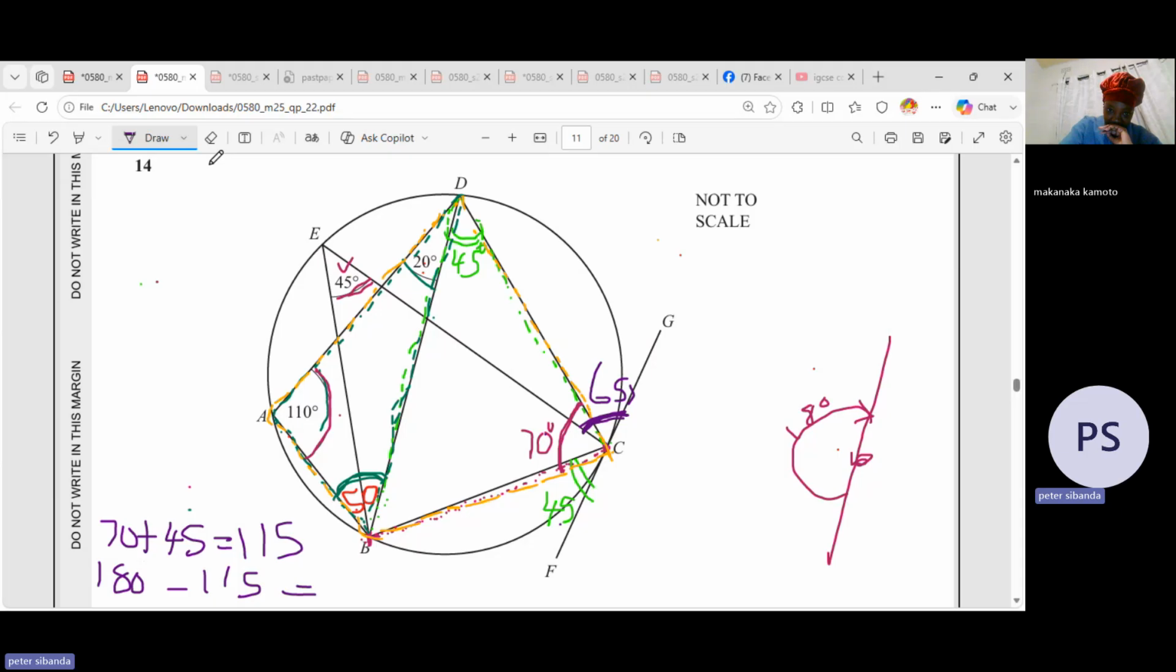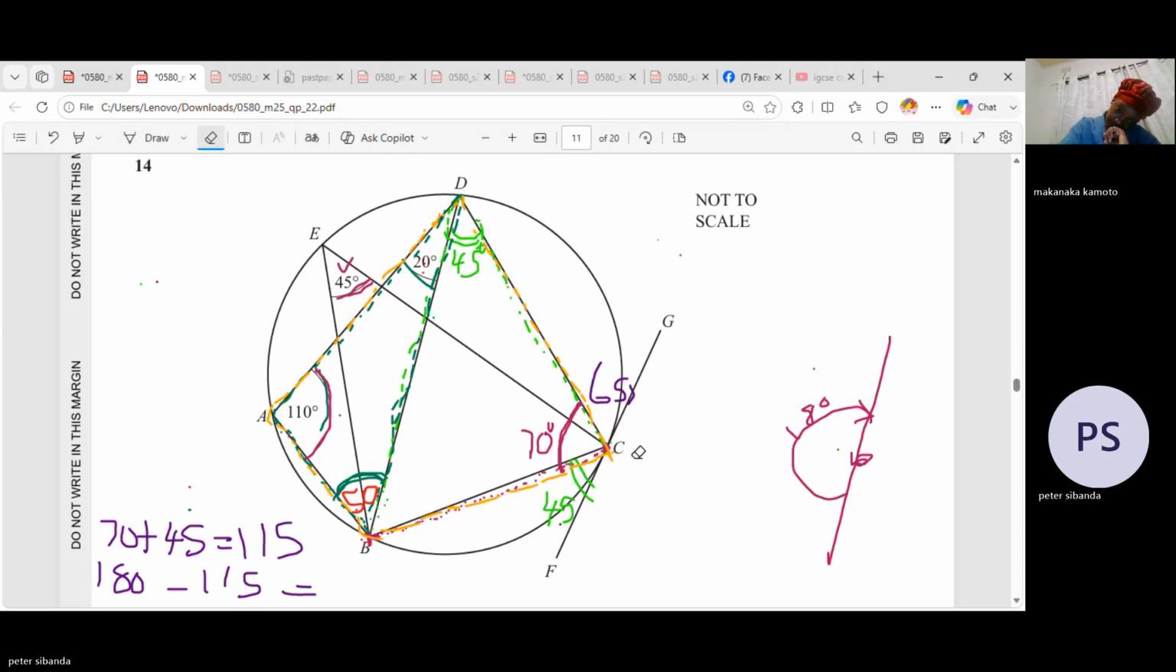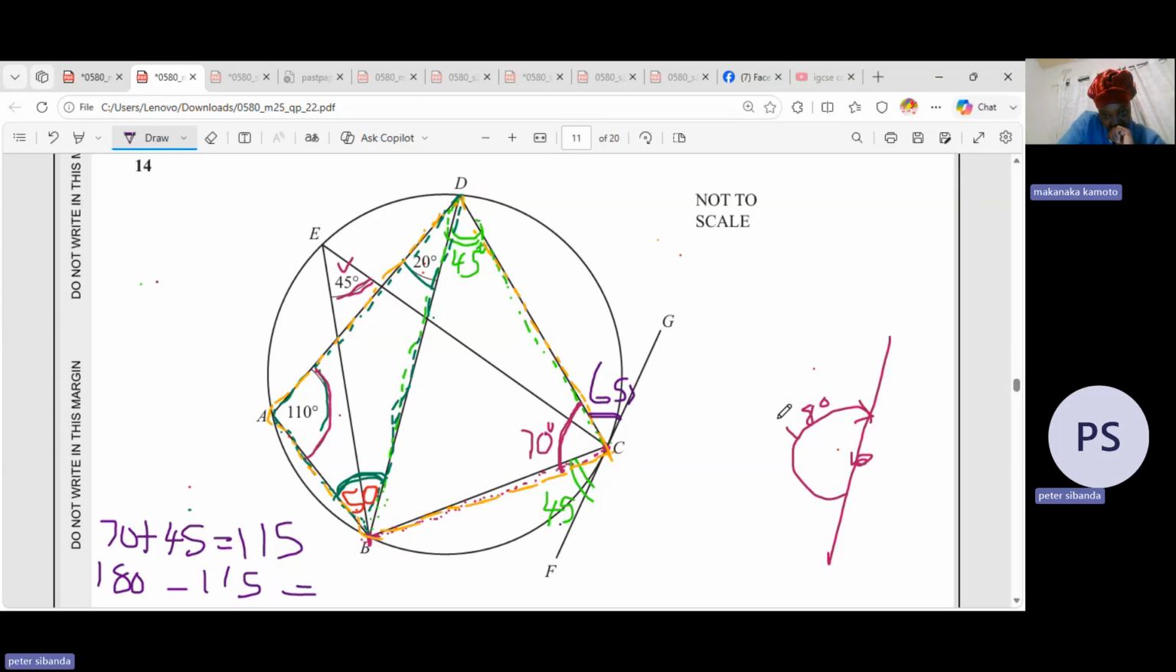Careful. I didn't think I marked that angle well. 70 ends where? 70 ends in that line. So my markings should start from this line to this line only. Okay, so 65 is that part.